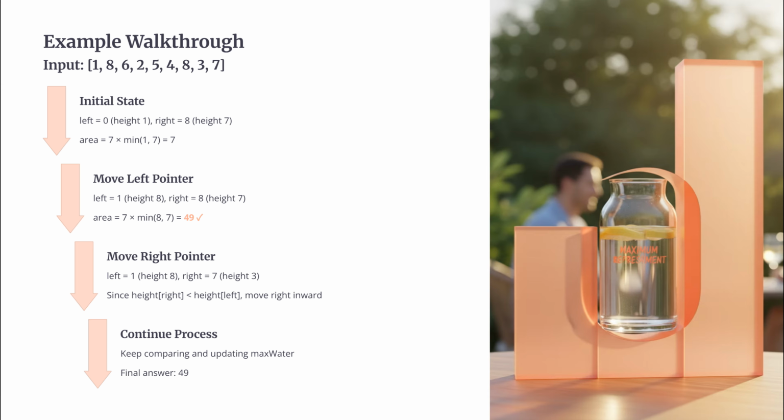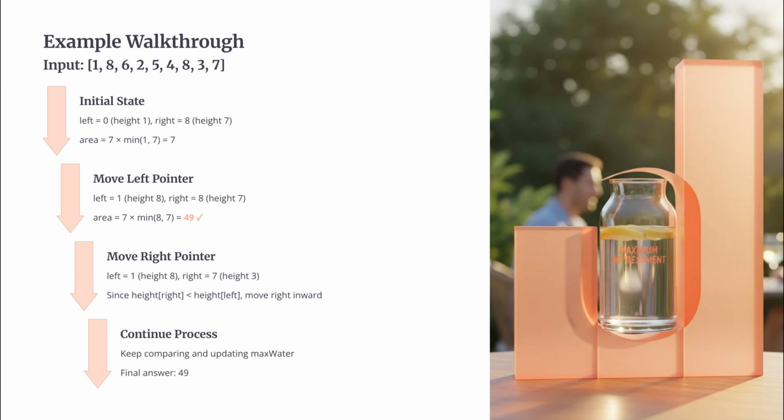Step 3, move the right pointer. We move the right pointer inward, because height 7 is shorter than 8. Now the right pointer is at height 3. We calculate again. The smaller height is 3, the distance is 6, so the area is 18. That's smaller than 49, so maxWater stays the same.